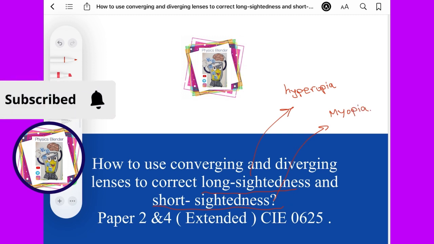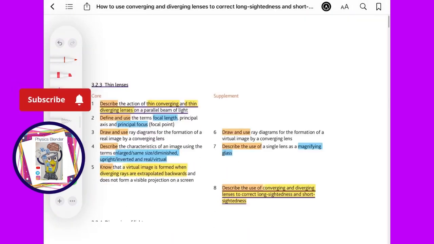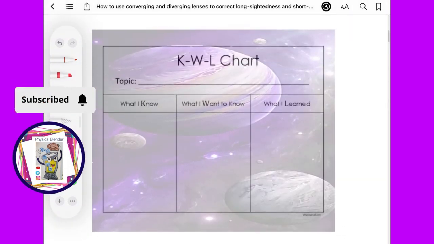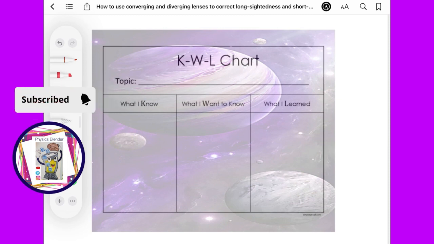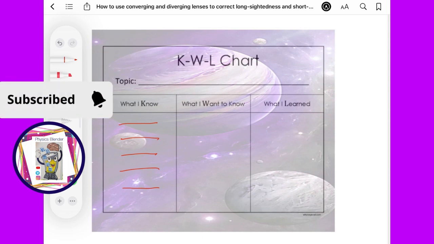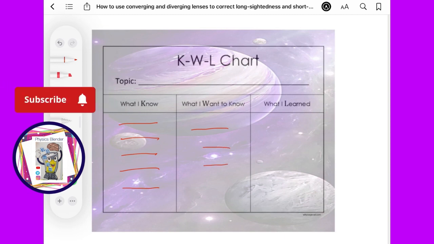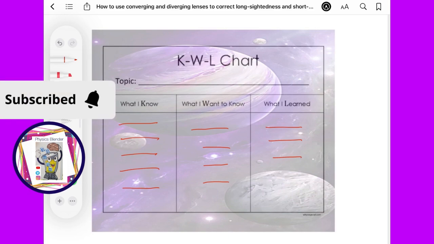Before we start, as usual, you can find the KWL chart if you join the Physics Blender Telegram channel. You can find all documents, questions, classwork, homework, quiz assessment, and mark schemes. Kindly write down here what you know about long-sightedness, short-sightedness, and how they can be treated. What do you want to know, and at the end, what you learned.